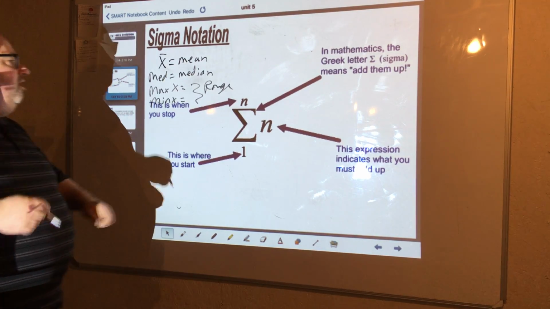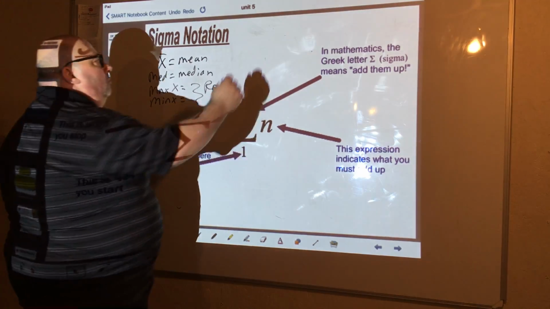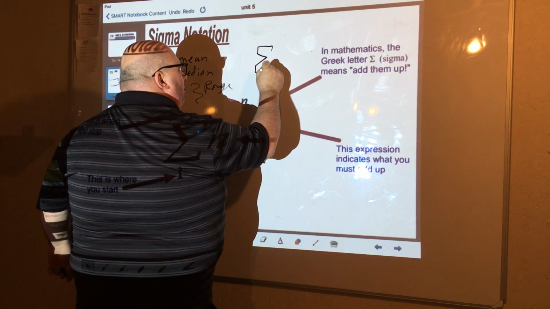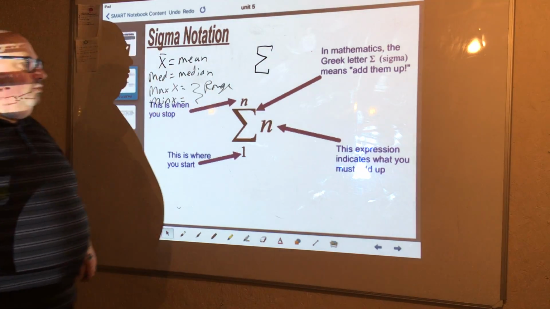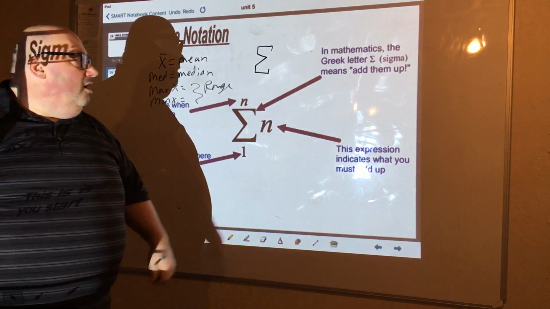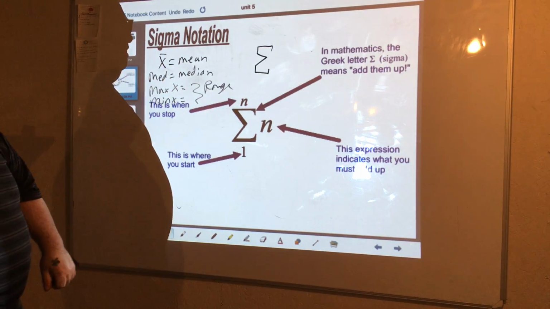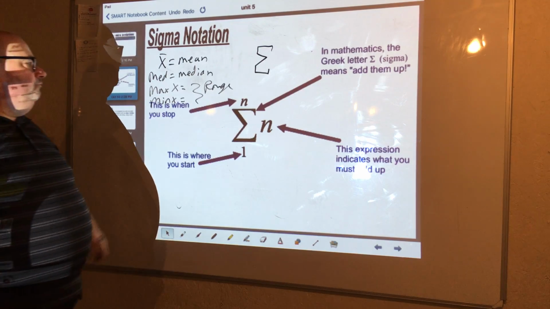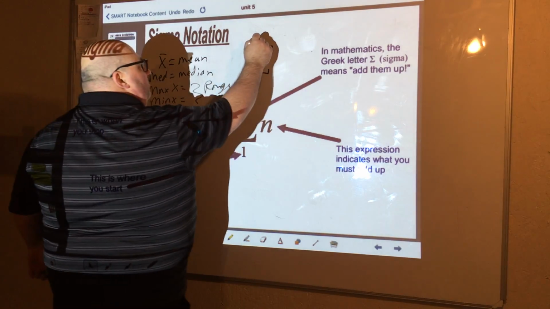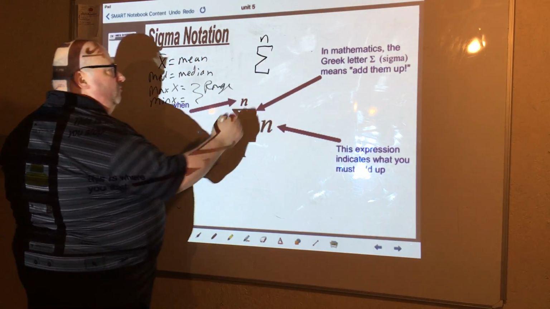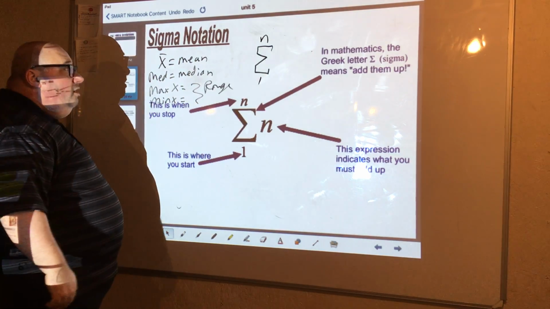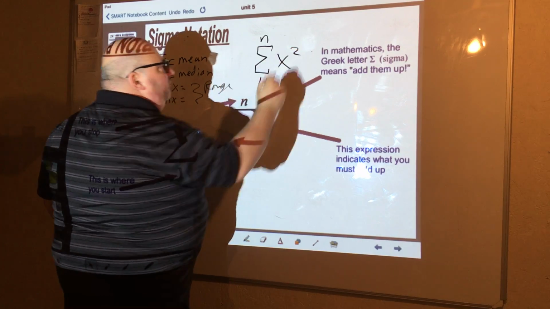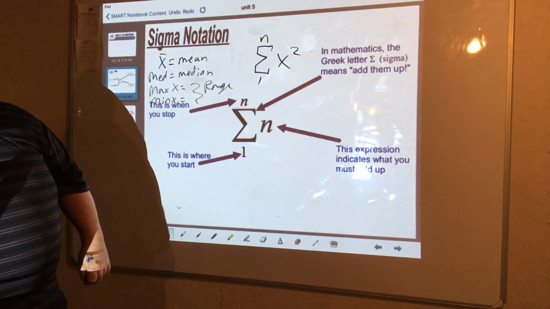We also had this kind of weird looking character here. Well, not really that weird. It's a Greek letter, sigma. Now sigma just means add them up. So there will be some number up here, and starting at 1, and then there's going to be some expression here. I'm going to put x squared in there.